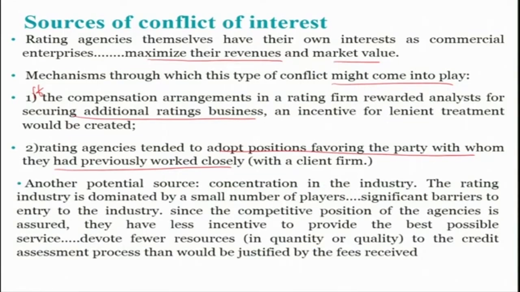Another potential source of vulnerability to conflict of interest could arise from the concentration in the industry. The rating industry is a kind of oligopoly market, dominated by a small number of players, so there are significant barriers to entry to the industry. Since the competitive position of the agencies is assured because there are only a few players, they have less incentive to provide the best possible service. So they devote fewer resources, in quantity or in quality, to the credit assessment process than would be justified by the fees received. That means they will be looking more at the fee they are getting, and maybe they will be spending fewer resources, be it in quantity or in terms of quality, on the credit assessment process.